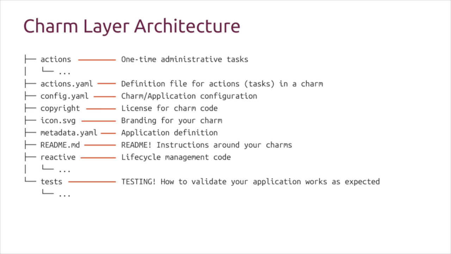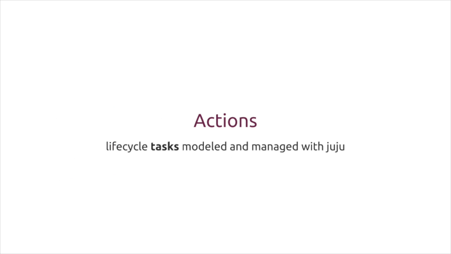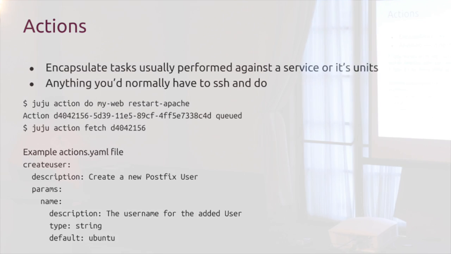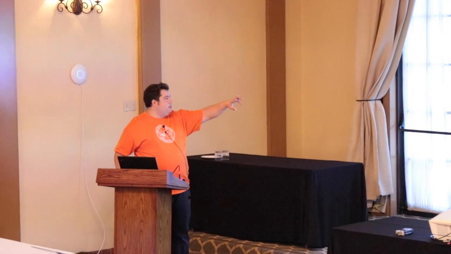But we should go ahead and define a few more pieces here. So again, the actions are lifecycle tasks, and they're all modeled in Juju. This is kind of the idea behind actions, that you can encapsulate common repeatable tasks as code. So as an example, I need to create users for Postfix. It's a possible example for a Postfix charm. To do that, I have to know the name of the user to be created. So in this case, at any time I can run the Juju action against the Postfix charm for create user.